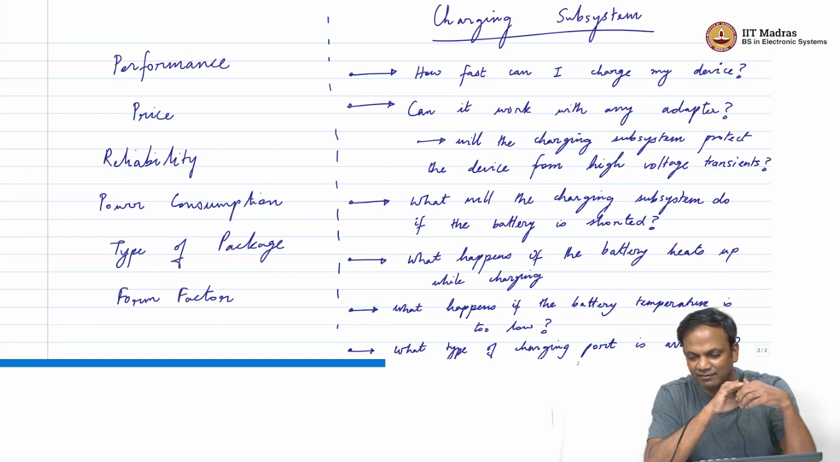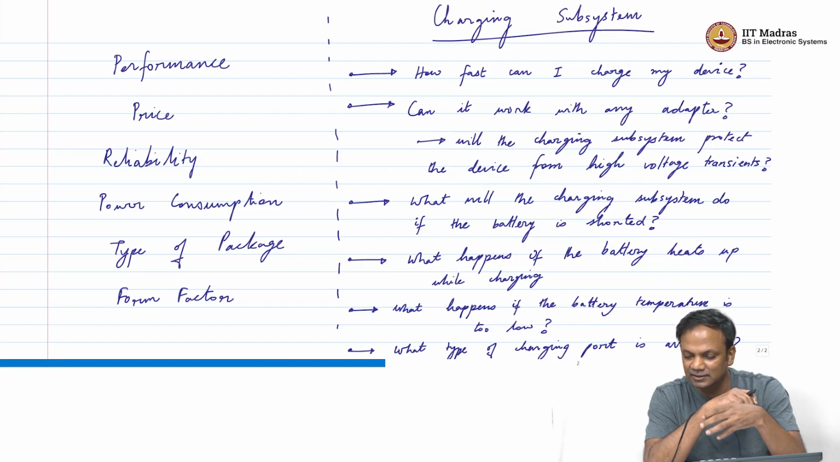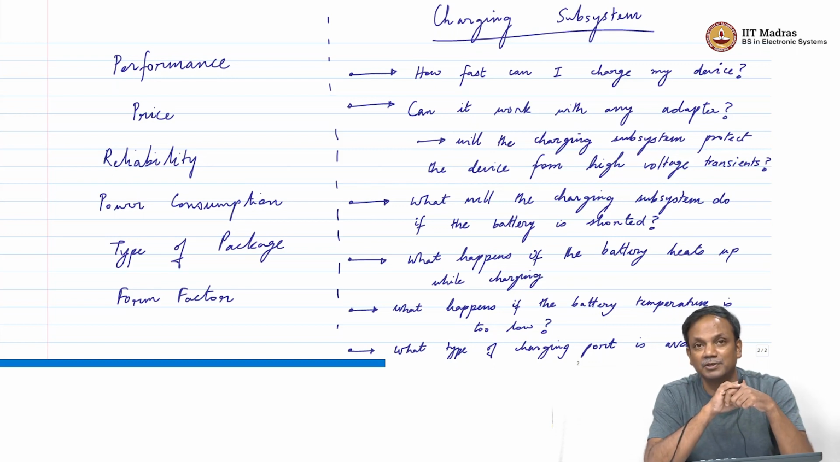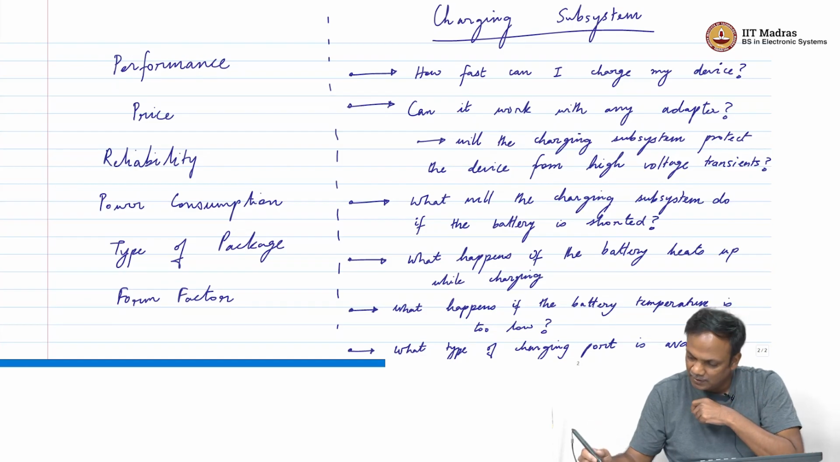The other 5: how fast can I charge my device? Can it work with any adapter? What will the charging subsystem do if the battery is shorted? What happens if the battery heats up while charging? What happens if the battery temperature is too low? All of this comes down to design of the battery charging subsystem and selection of which charger IC we use, right. That is what we are going to look at next.